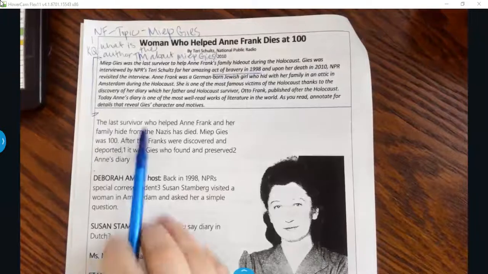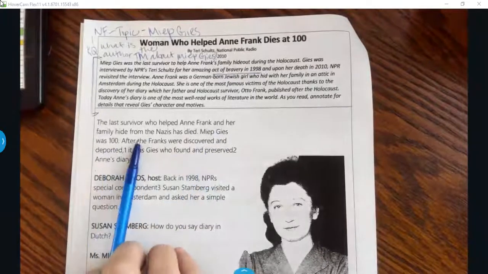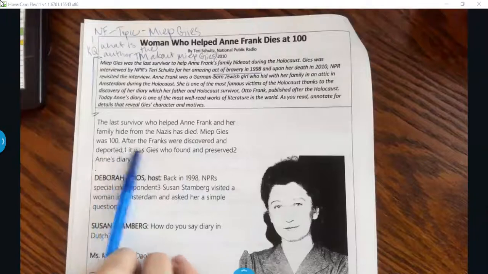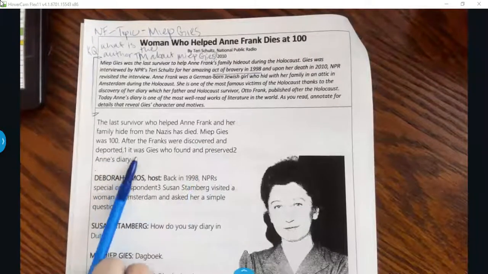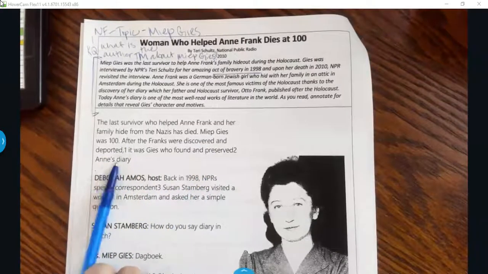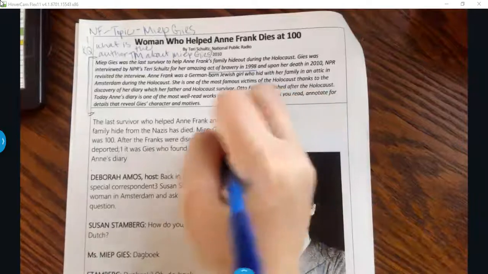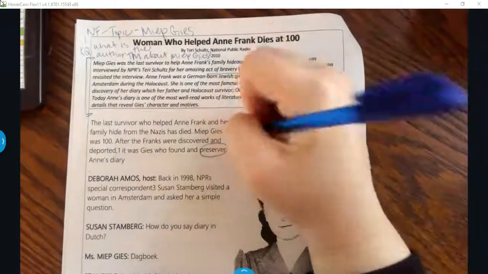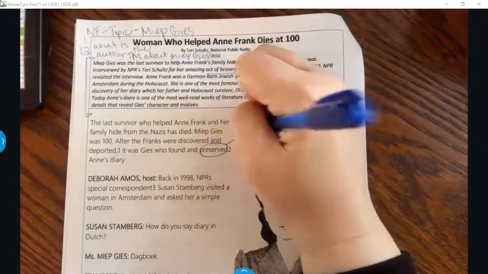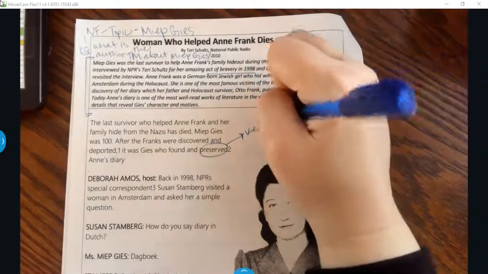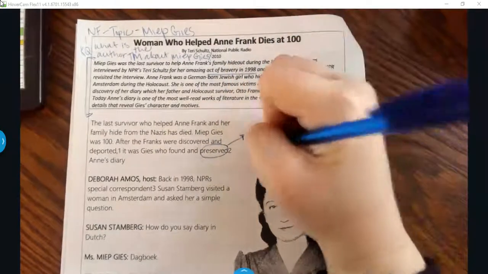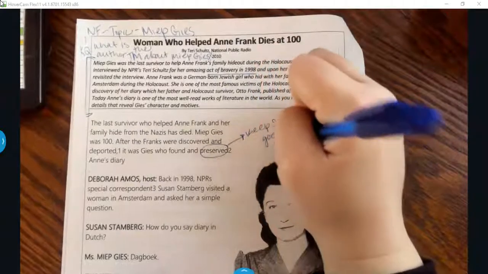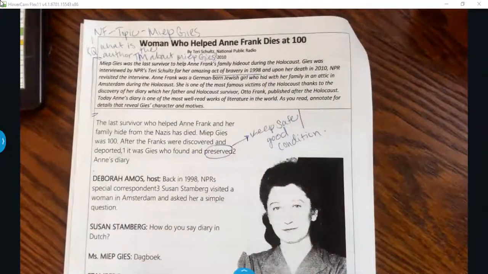The last survivor who helped Anne Frank and her family hide from the Nazis has died. Miep Gies was 100. After the Franks were discovered and deported, it was Gies who found and preserved Anne's diary. This word preserved here, go ahead and circle it. This is important. It means to keep safe or in good condition. So she kept Anne's diary safe and in good condition so that it could be published later.